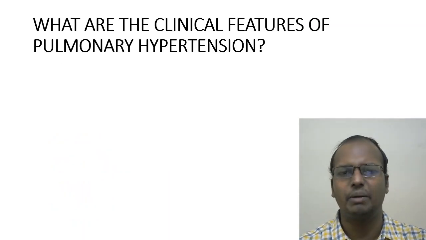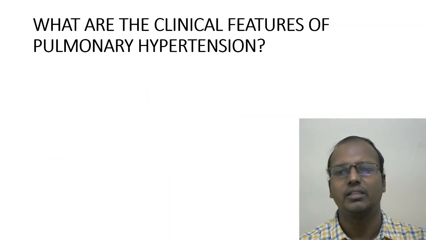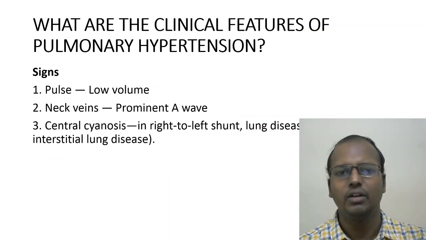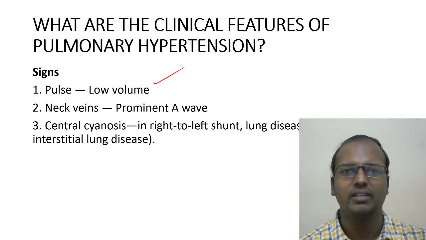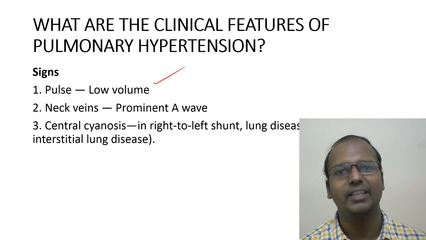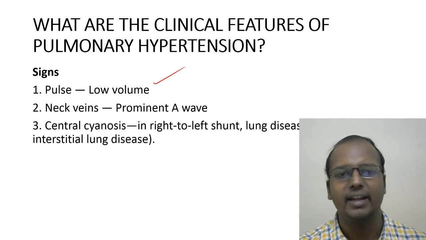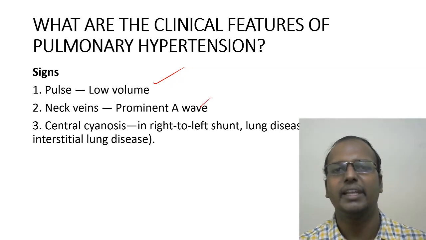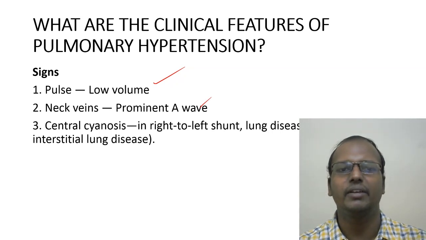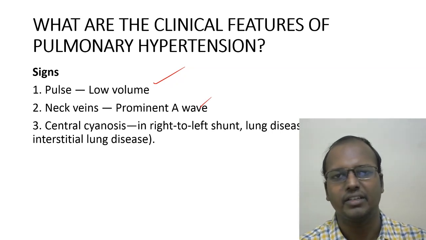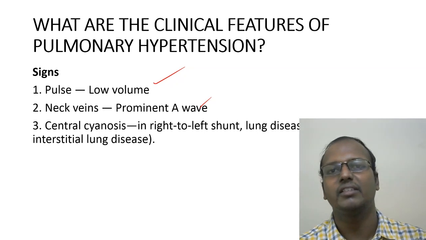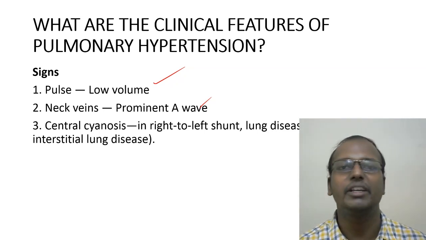So what are the clinical features of pulmonary hypertension? Signs include a low volume pulse. Why? Because the right ventricular blood is not able to reach the left ventricle. Because there is pulmonary hypertension, the blood is not able to pump forward. And neck veins will show a prominent A wave. A prominent A wave in the JVP will point to pulmonary hypertension. Cannon A wave, where does it occur? It occurs in AV dissociation, complete heart block.